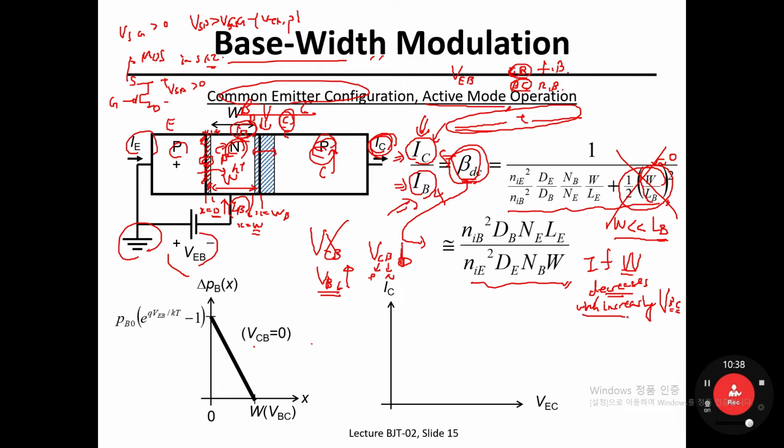In other words, with increasing VBC, what happens to the quasi-neutral base width? Under reverse bias, as we have learned, the depletion layer expands, so the quasi-neutral base regime is narrowed down. I mean, this W should decrease. So again, if W decreases with increasing VBC, then how does the beta value change? Does beta increase or decrease?